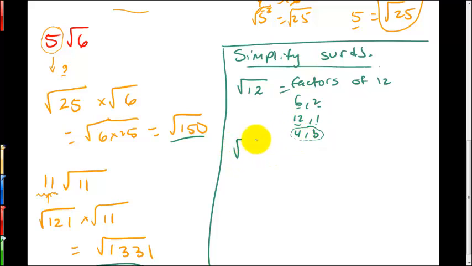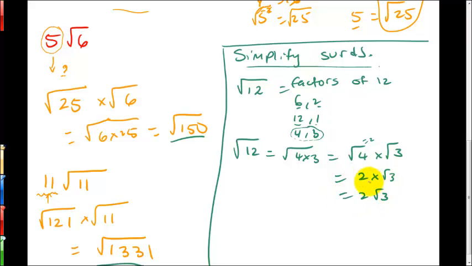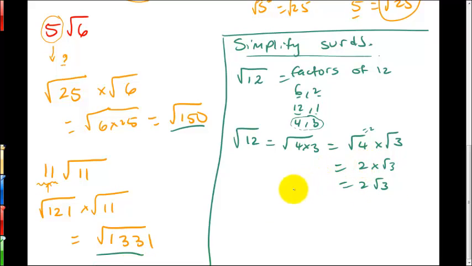So root 12 can be written as root 4 times 3, which equals root 4 times root 3, which equals, and what's root 4 equal to? That should equal 2, right? So then that's 2 times root 3, and we just simply write that as 2 root 3. Okay, let's try another one. How about if it was root 50?